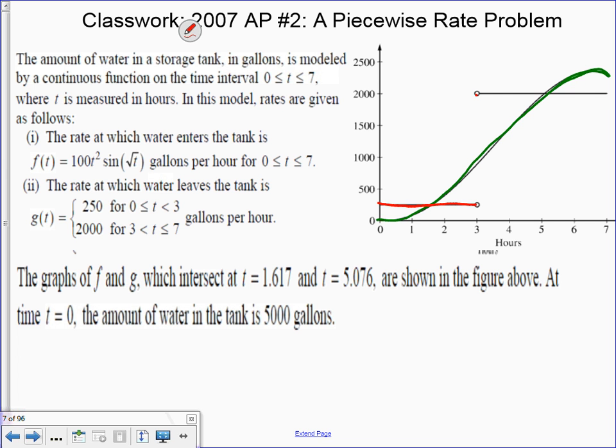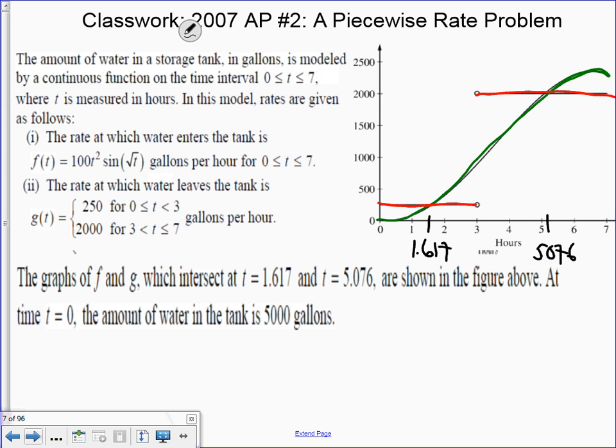Interesting. Now, I thought that they were so nice because look what they tell us underneath here. The graphs of f and g, so f is the rate in and g is the rate out, intersect at t equals 1.617. Thank you, Mr. College Board person. 1.617. And at t equals 5.076.